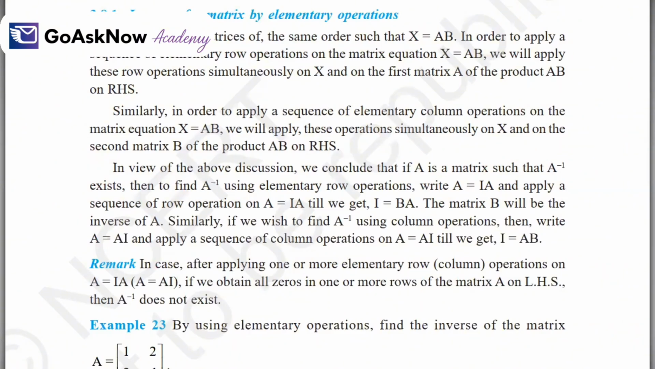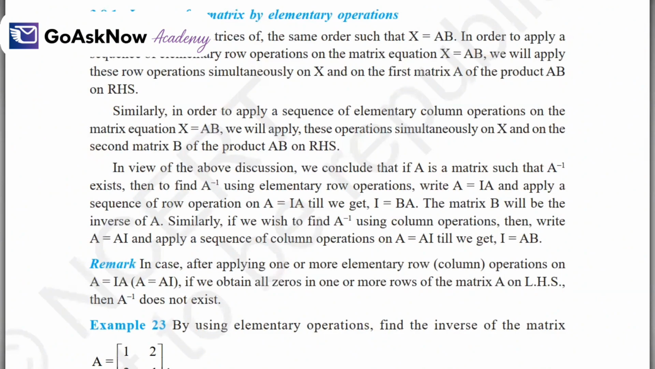In view of the above discussion, we conclude that if A is a matrix such that A inverse exists, then to find A inverse using elementary row operations, write A is equal to IA and apply a sequence of row operations on A is equal to IA till we get I is equal to BA. So we have to apply a sequence of row operations here till we get I is equal to BA. The matrix B will be the inverse of A.